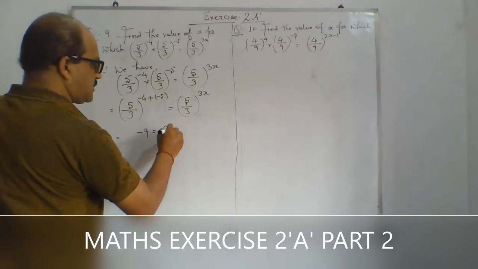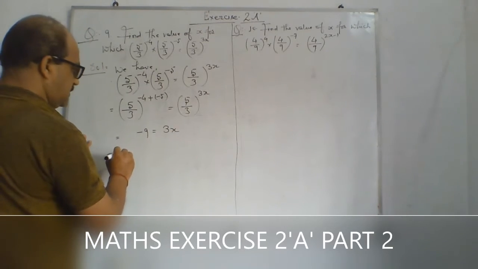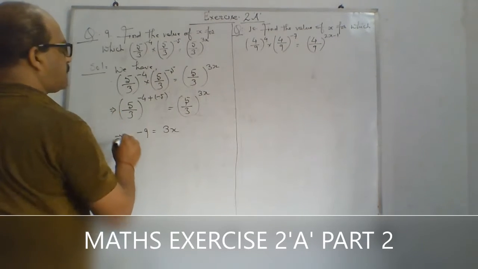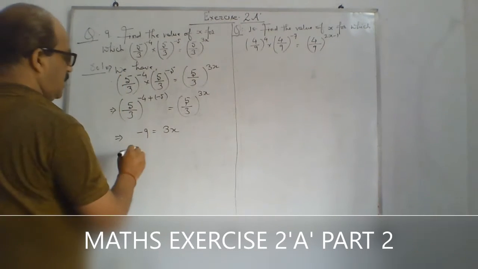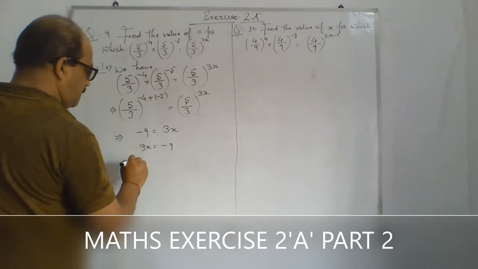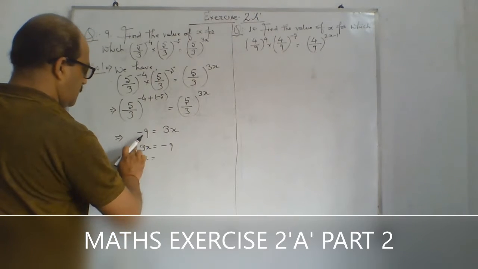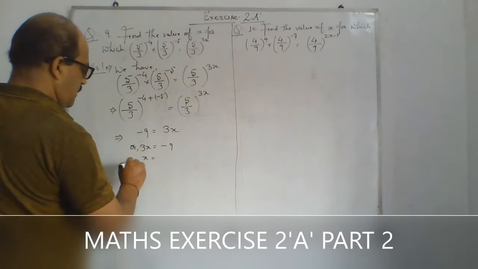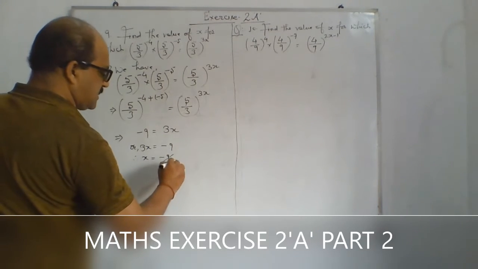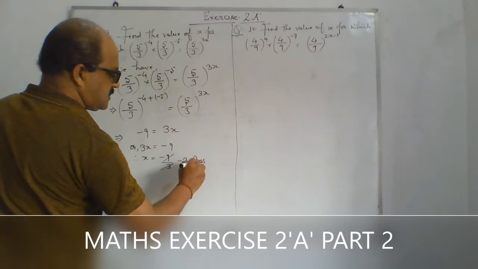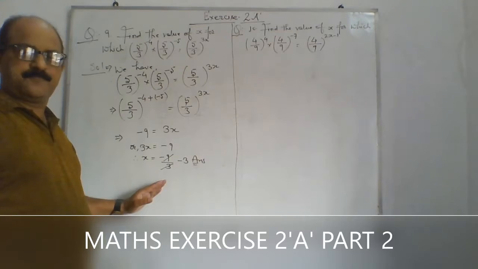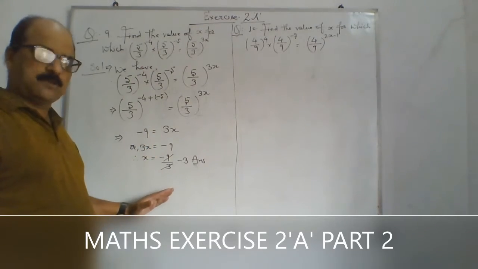This is the equation, and 3x is equal to minus 9. Therefore x is equal to minus 9 by 3, and when it is cancelled, minus 3 is the answer. Question number 9 is clear, and thus you have solved it.